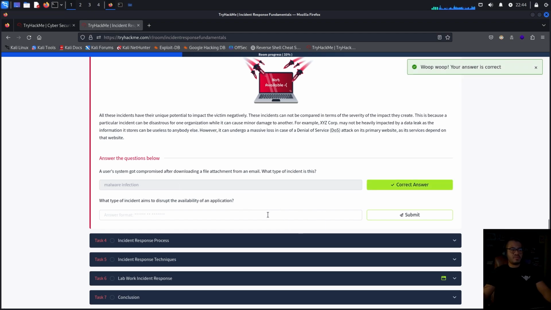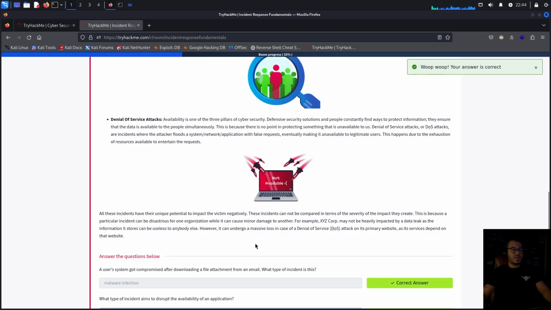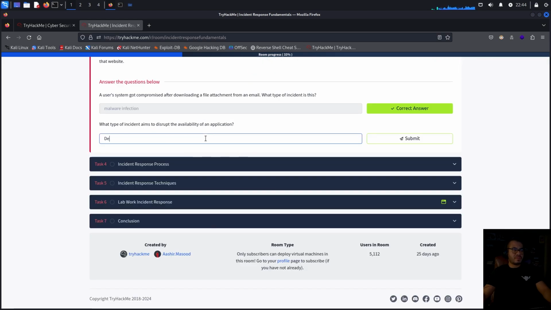What type of incident aims to disrupt the availability of an application? This last one, denial of service attacks.